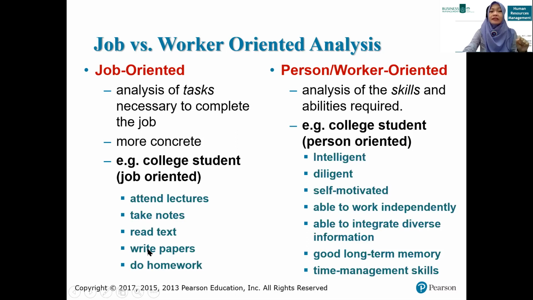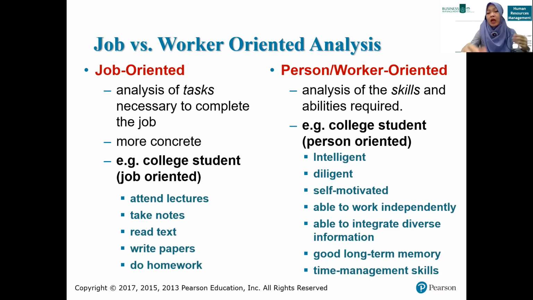Okay, good. So if you ask yourself what you're supposed to do as a college student, you may come up with a long list like attend lectures, take notes, read text or reference books, write papers, and do homework. But if you are doing the person or worker-oriented job analysis, you may want to ask yourself what kind of attributes you as a college student are supposed to have.